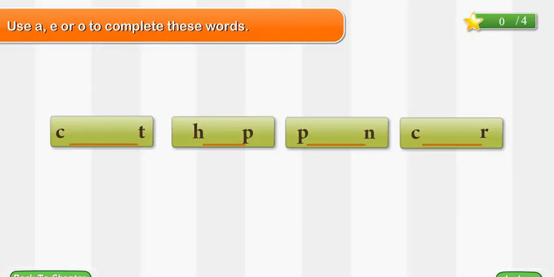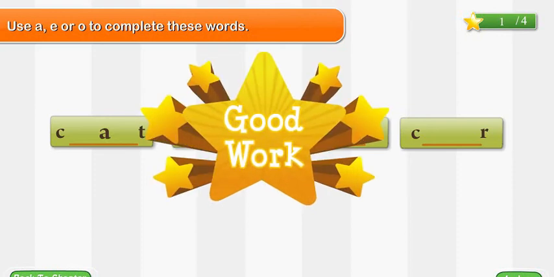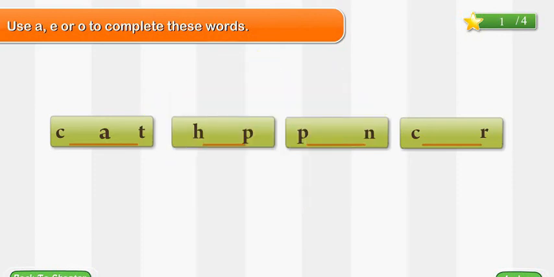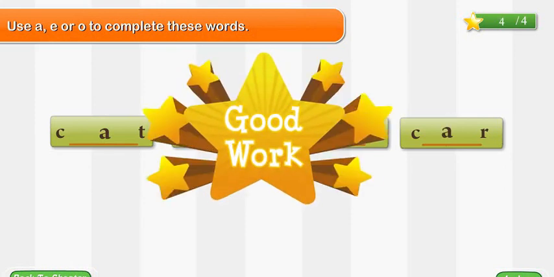Okay, now here some incomplete words are given. Now you will complete these words by using A-E-I-O. So let's start. First is C-A-T, cat, right? And the next is H-O-P, hop. Good. And the next is P-E-N, pen. We will write here E. And the last is C-A-R, car.